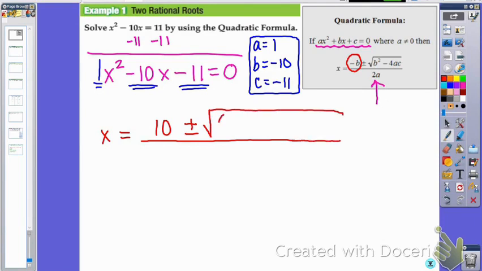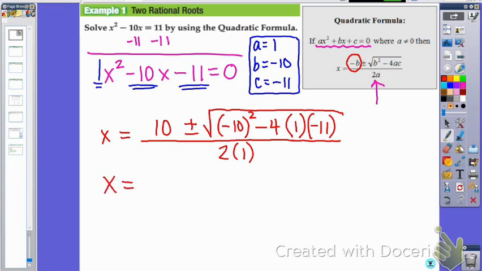a longer square root. B squared, so put negative 10 in parentheses and square it, minus a 4 times the A value, which is a 1, times the C value, which is a negative 11. And on the bottom is 2 times A, so 2 times 1. So that's with everything substituted in.